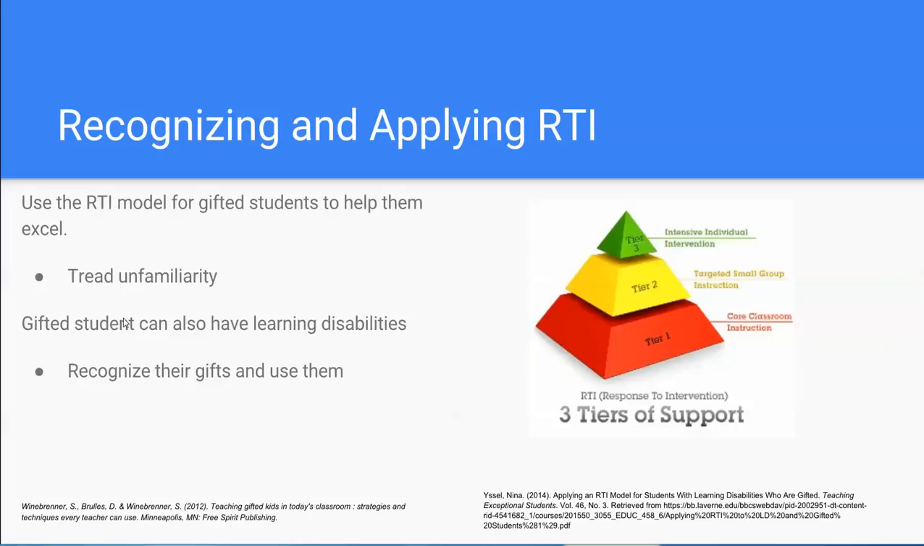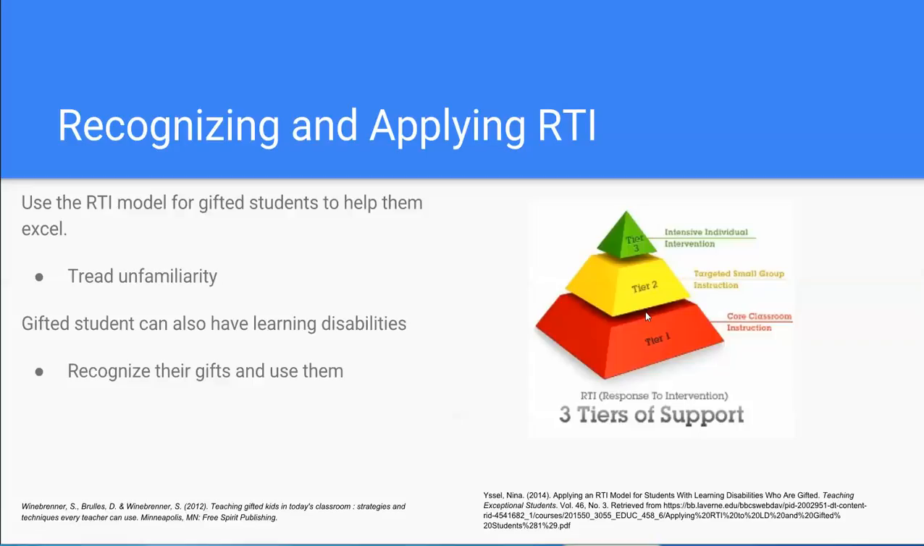So the first thing I want to talk about is recognizing and applying RTI, which is response to intervention. It's a model that's used a lot with special needs students, but I feel that it really applies for gifted students as well. For example, a lot of gifted students are here in Tier 1. They know what they know, which is the core classroom instruction, but beyond that, they're not really being challenged, and that's why I believe that a lot of gifted students should be put in a Tier 2 position where they're challenged and they tread unfamiliarity, as I put right there.